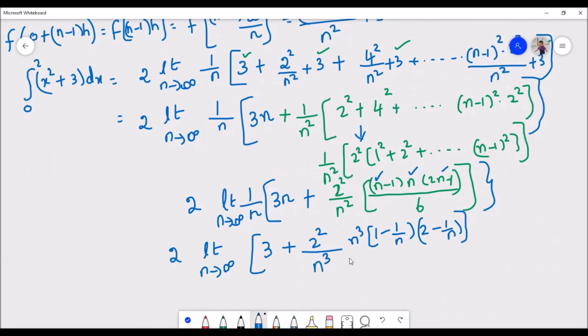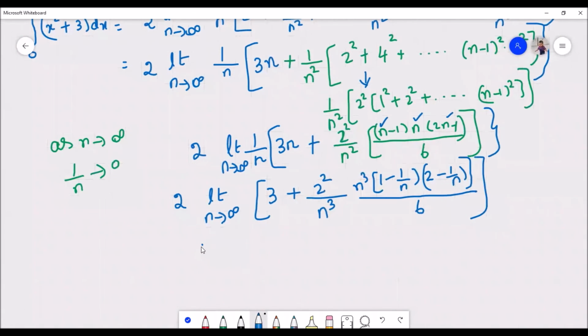Why am I bringing 1 by n? As n turns to infinity, 1 by n approaches 0, and that part I am going to use now. Which terms will become 0? Let us check. 2 times limit n turns to infinity. This n cube we can cancel here. Applying n approaching infinity implies 1 by n approaches 0, there is no need to write the limit anymore. So 3 plus 2 square, which is 4, divided by 6.